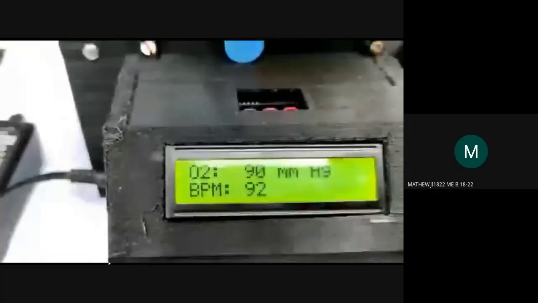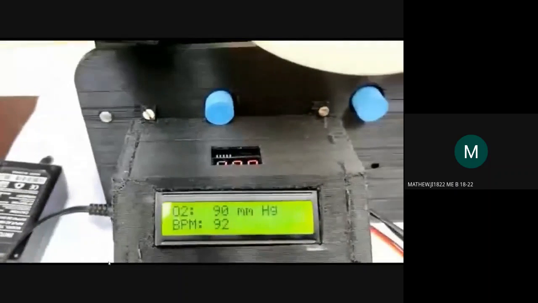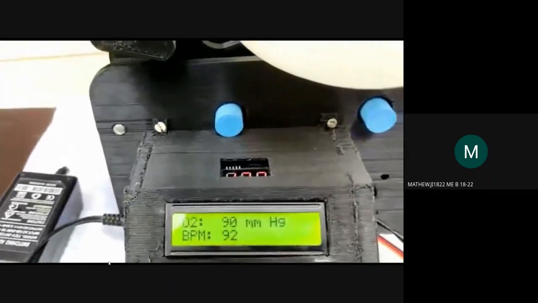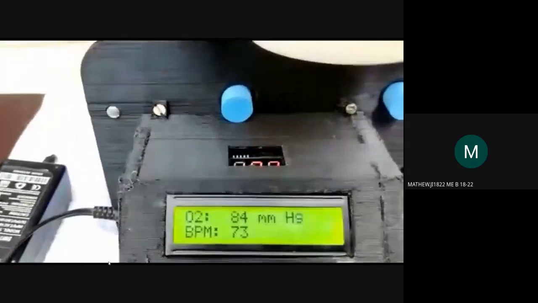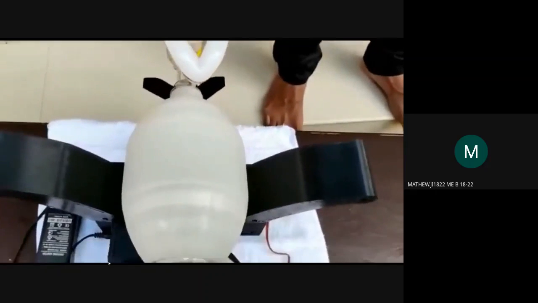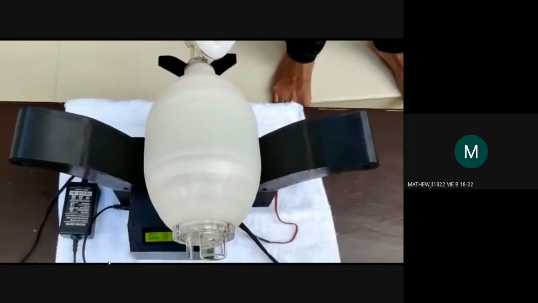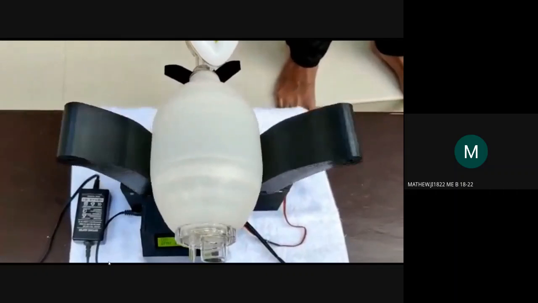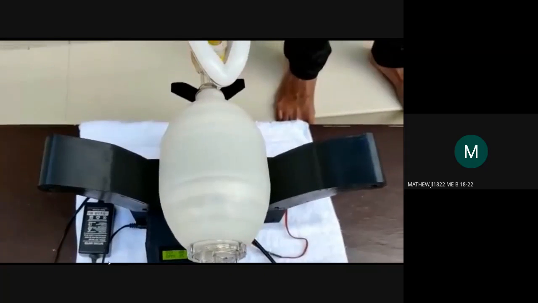You can see that the patient is holding a sensor in his hand. That sensor is the pulse oximeter. From the pulse oximeter, the details are fed into the Arduino, from which they are displayed on the LCD screen on the device. You can see the O2 saturation level and BPM being displayed.